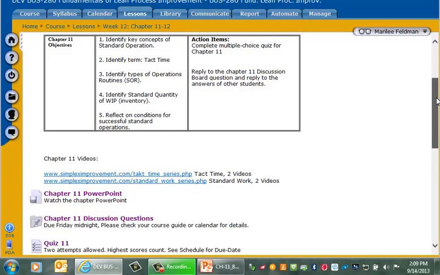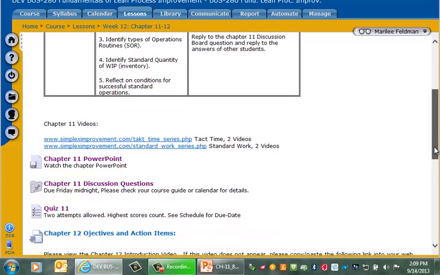Now for your chapter, you will be looking at types of operations routines, standard quantity of the inventory, and successful standard operations. So you'll delve into that actually within your chapter.